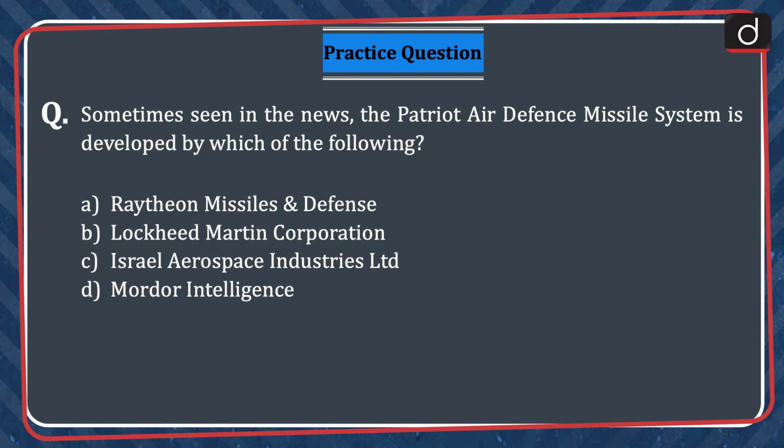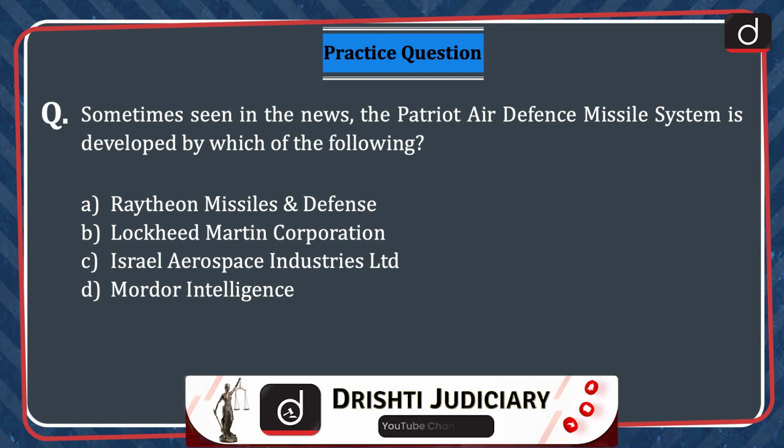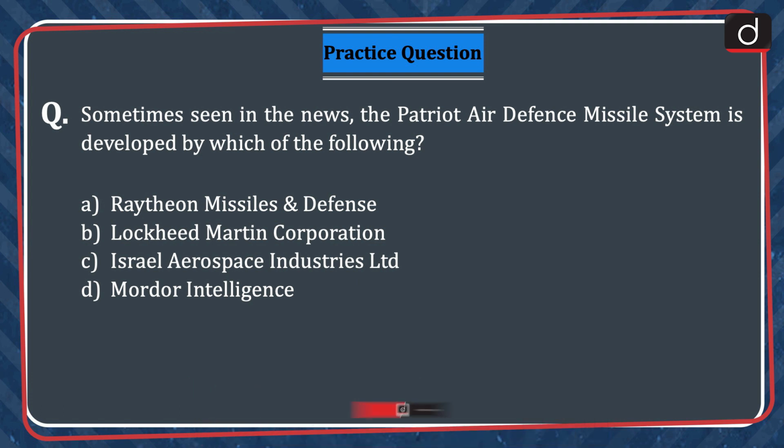Now it's time for the practice question. The question is, sometimes seen in the news, the Patriot air defense missile system is developed by which of the following? Raytheon Missiles and Defense, Lockheed Martin Corporation, Israel Aerospace Industries Limited, or Modern Intelligence?